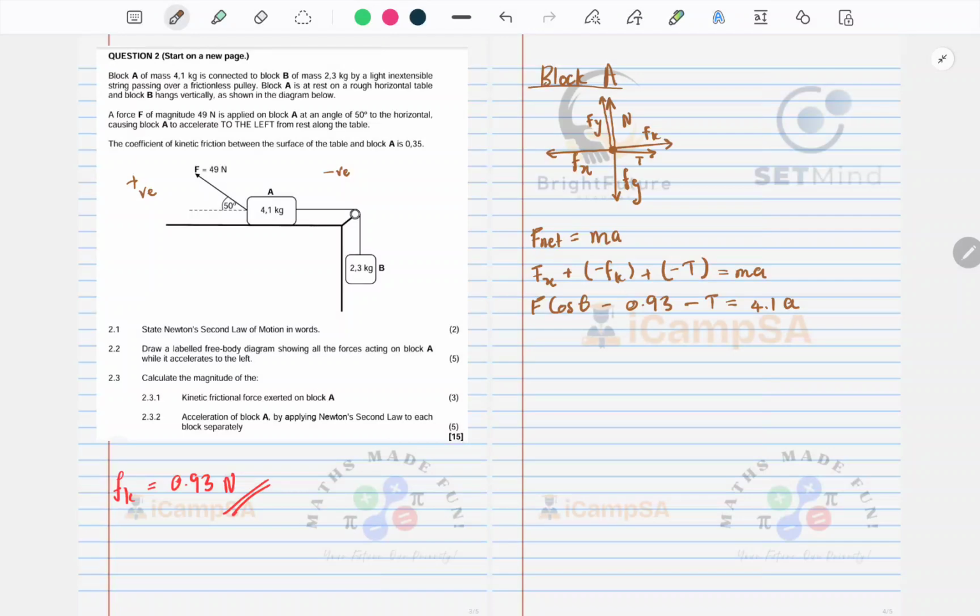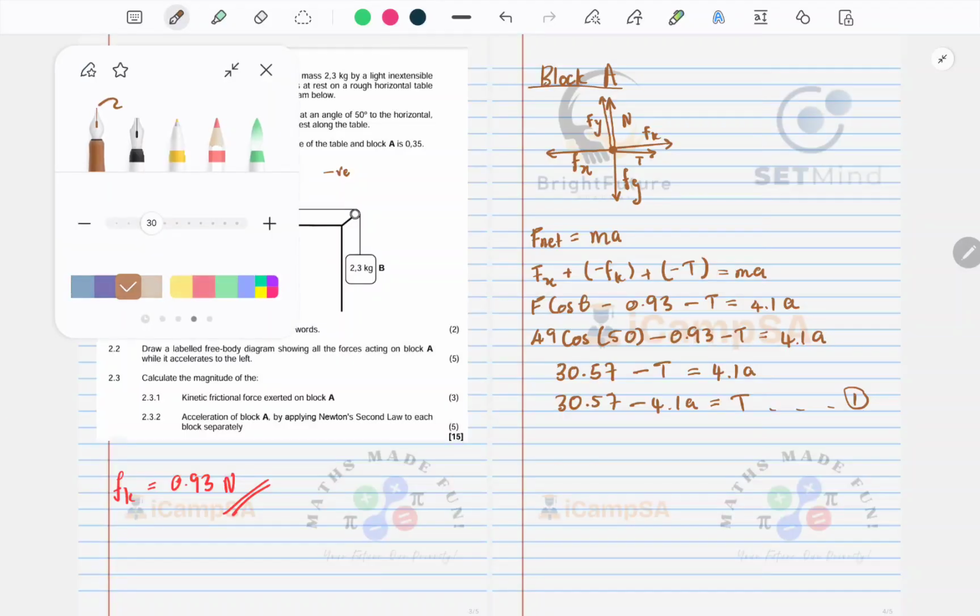We don't have a. So instead of using this F, we can just substitute everything and say 49 cos 50 minus 0.93 minus T equals 4.1a. This is our first equation. Let's work around this so that it's easier for us. We can say 37 minus 4.1a equals T. This is our equation 1.